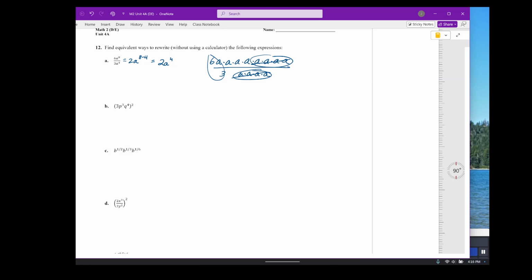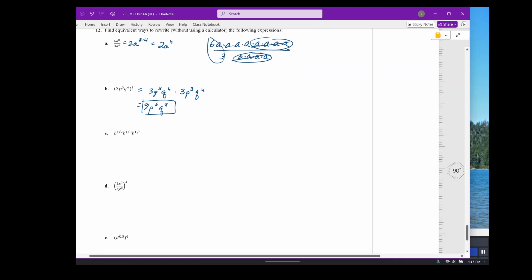Okay, in B, we're doing 3p cubed, q to the 4th, all squared. So what you have to do is think of it as 3p cubed, q to the 4th, times another 3p cubed, q to the 4th. And now we're not distributing anything. Everything's already being multiplied together. So at this point, it's like I didn't even have these parentheses here, and I just have a multiplication. So 3 times 3 is 9. P cubed times p cubed, well, I've got 3 p's and 3 more, so I have 6. And q to the 4th times q to the 4th is q to the 4 plus 4, so q to the 8. So here's that answer.